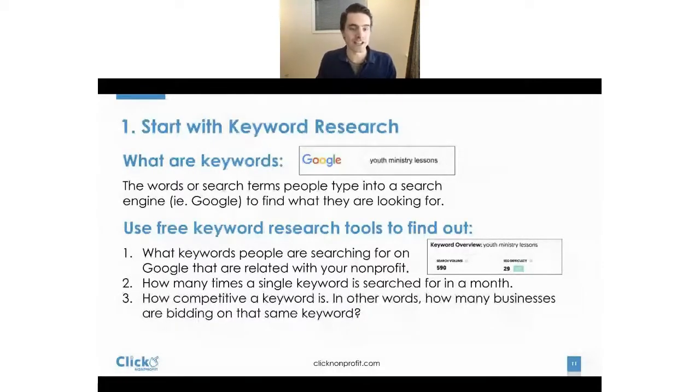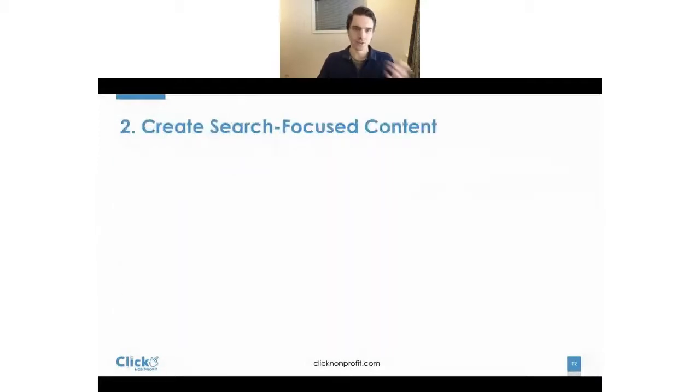And then the third thing is you want to make sure that keyword is lower in competition. So how competitive is a keyword? In other words, how many businesses are bidding on that same keyword? If a keyword is really competitive, that means there's a lot of businesses or a lot of nonprofits that are bidding with their Google ads, with the Google Ad Grant account, on that keyword. They want their ads to show up on Google when someone searches for that keyword. So ideally, you find a keyword that there's not a lot of people bidding on. And we'll jump into this in a little bit.